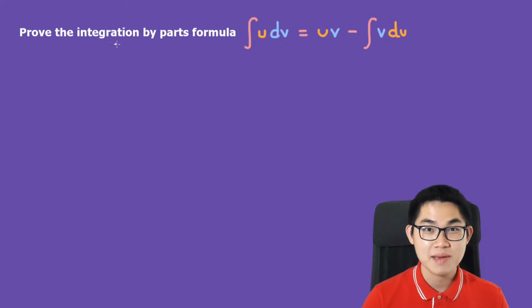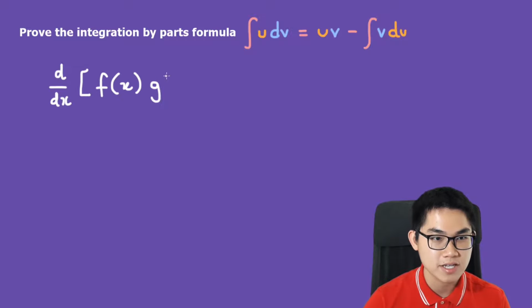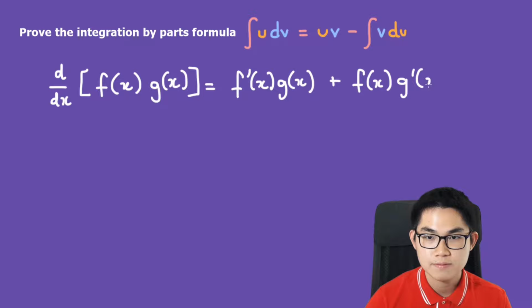So the integration by parts formula actually comes from the product rule for differentiation, as we learned in Calculus 1. The product rule for differentiation is d over dx of f of x times g of x, where both f of x and g of x are continuous functions. When you differentiate f of x times g of x, what you get is f prime of x times g of x plus f of x times g prime of x.